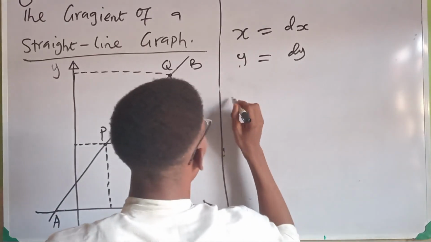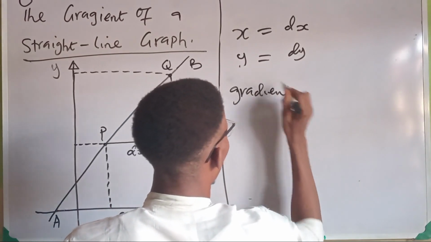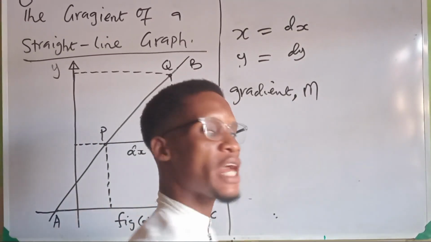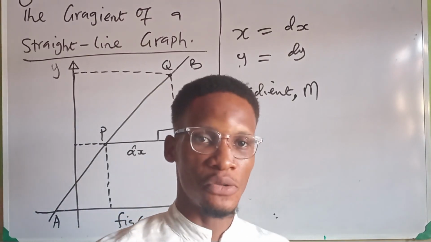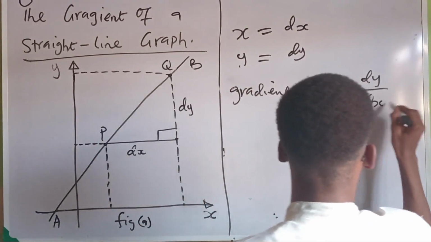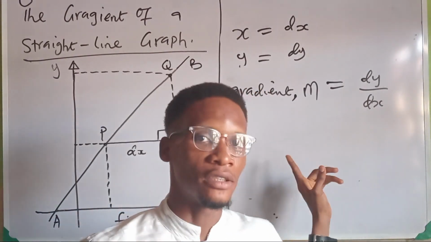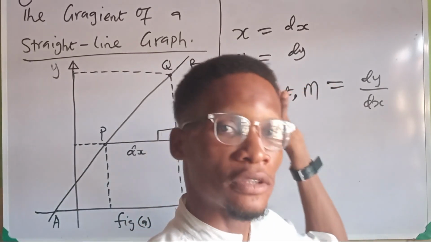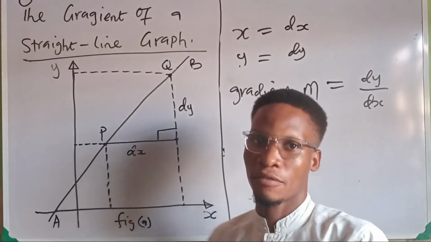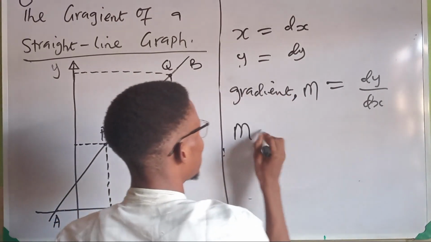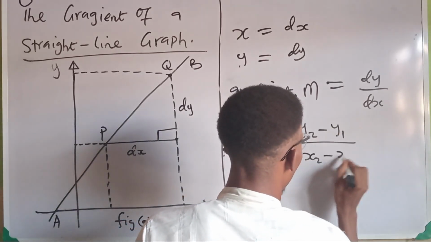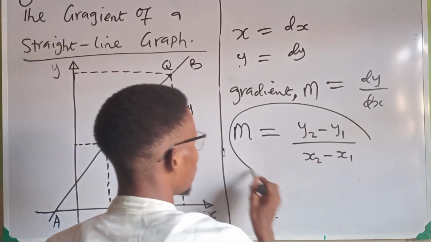So to get the gradient now, based on the definition, we say that the gradient of a sloping straight line is represented by m. You use m to represent this gradient. Wherever you see m, you know we're talking about gradient. So m is equal to dy over dx. That's the definition of gradient. We can also simplify it further, based on the simple explanation I've given you, to be m is equal to y2 minus y1, all divided by x2 minus x1. And this is how you solve your problem.